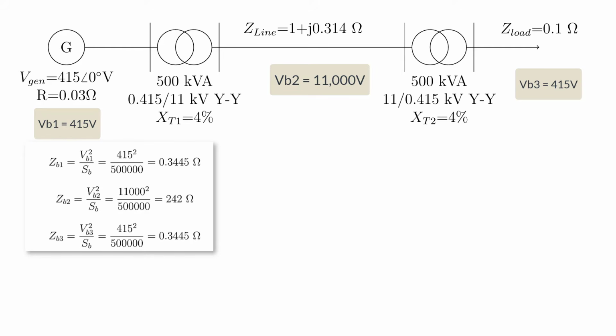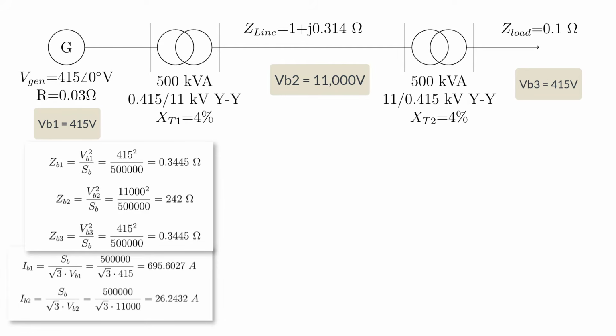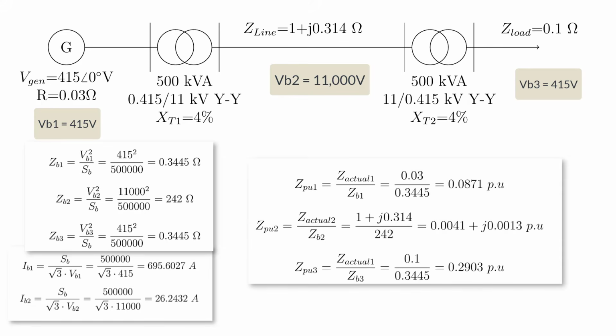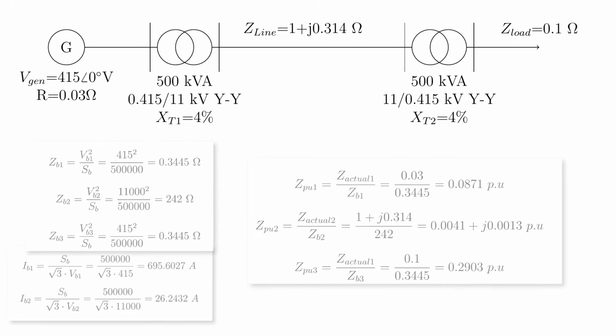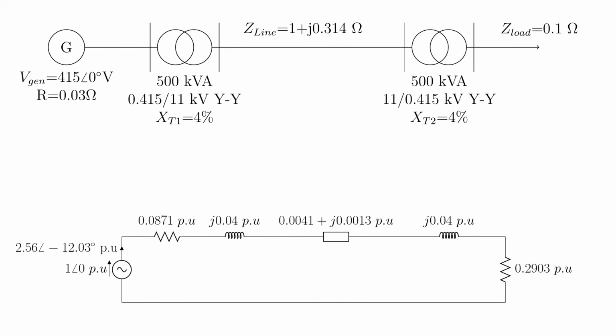Then we calculate the base currents. So here is where something differs compared to single phase. Note the presence of the √3 in this formula. That wasn't there in single phase. This is just something to be mindful of. The transformers are easy, so the J0.04 per unit goes straight into the per unit equivalent circuit. And that's basically it. We have our per unit equivalent circuit. We can solve this for current, for per unit current. Then we can multiply by the base current in each zone to get back to actual current. And that's it, it's done.